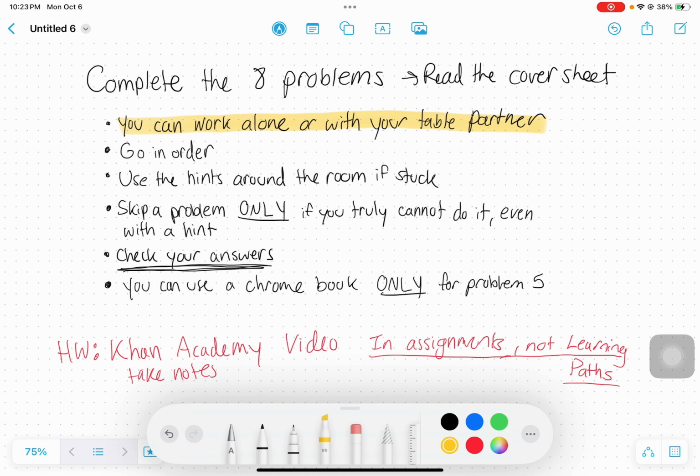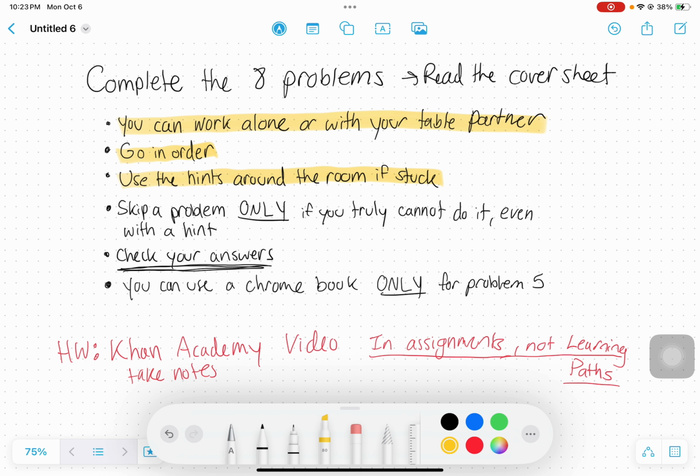When you do the problems, try to go in order. It is okay if you go out of order, but try to go in order. You may notice around the room there are hints posted. You can go check the hints around the room if you are stuck.